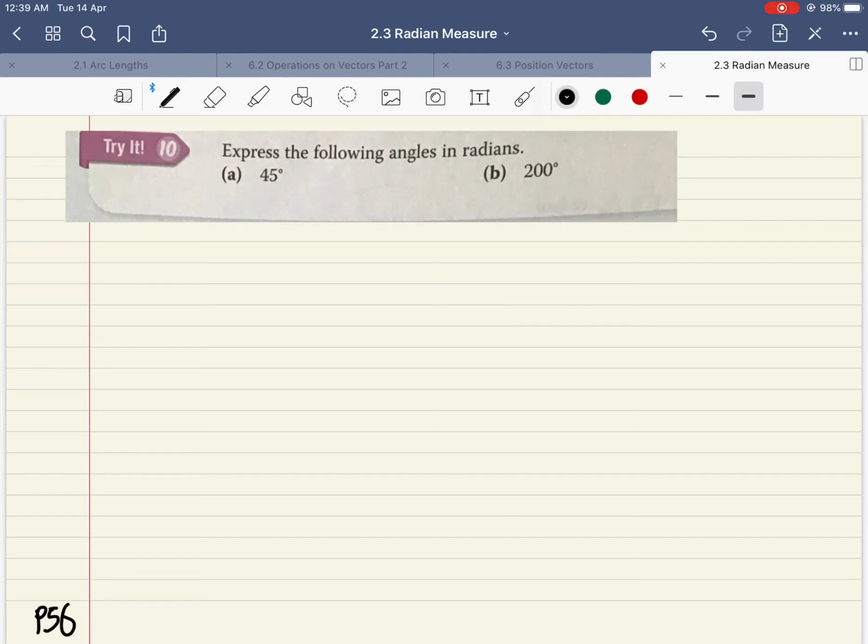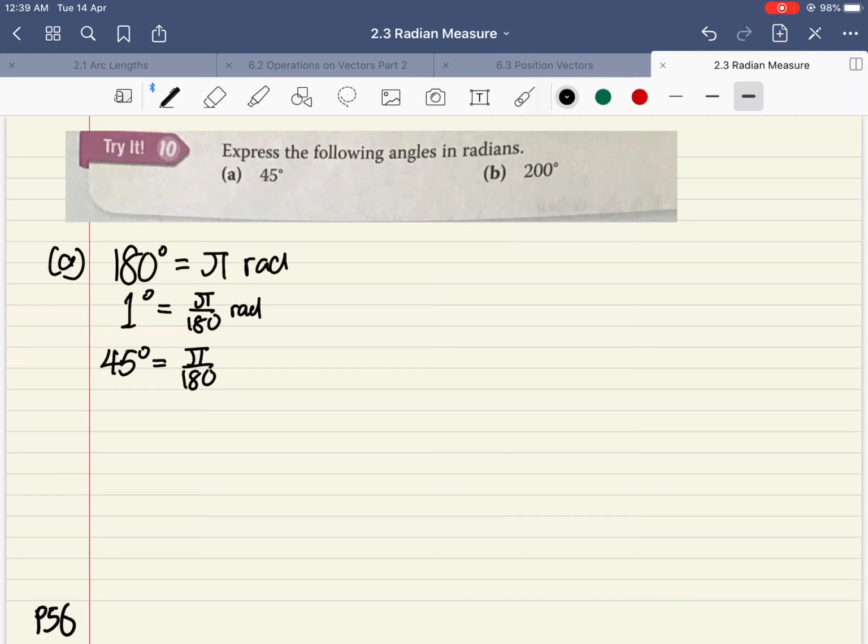Alright, now they say in Try 10 on page 56, express the following in radians. So once again, I just bring you back to the idea that 180 degrees is equal to pi radians. If you can see down here, I will go back to 1 degree is equal to pi over 180 radians. So for 45 degrees, I multiply by 45 on both sides.